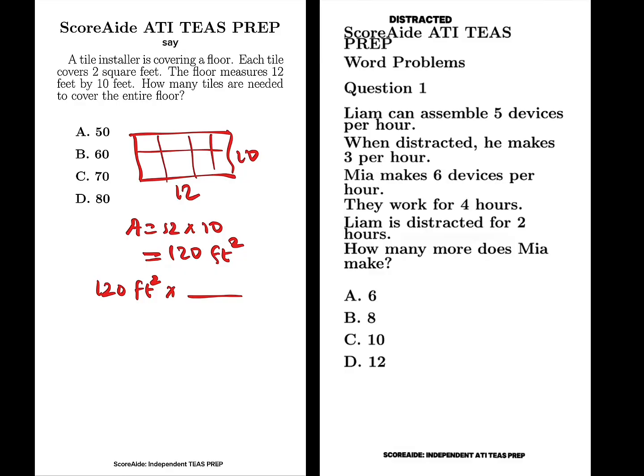Now let's set one tile equal to 2 square feet. So tiles need to be at the numerator. One tile equal to 2 square feet. So you see that square feet are going to cancel, and the result here is going to be 60 tiles. So we need 60 tiles to do that job. So the answer is B.